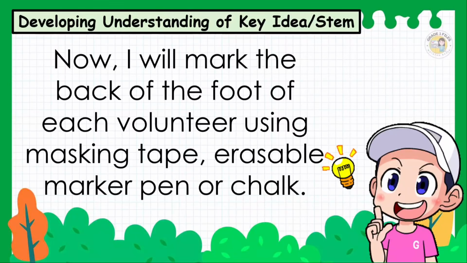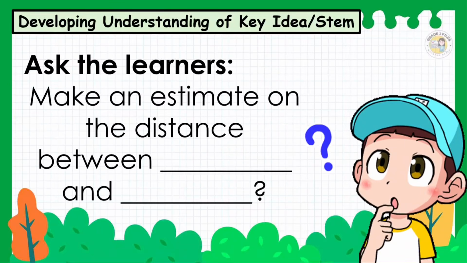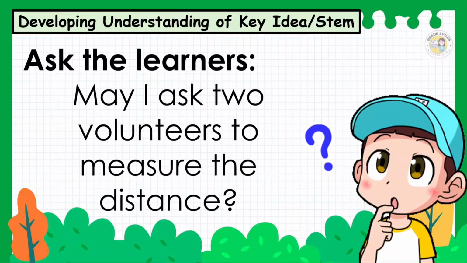Now, I will mark the back of the foot of each volunteer using masking tape, erasable marker pen, or chalk. Answer the following question. Make a statement on the distance between blank and blank. May I ask two volunteers to measure the distance?